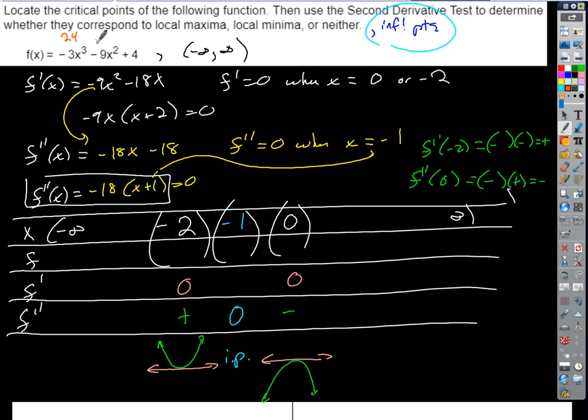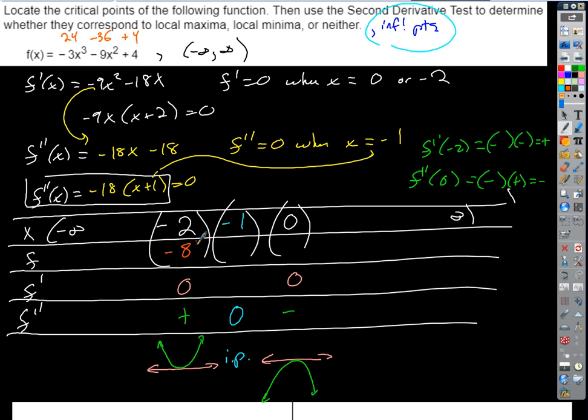So what is that? 4 times negative 9? Negative 36, and then plus 4, so what do we get? Negative 36 plus 28, so negative 8. Right? So we get the ordered pair, negative 2, negative 8. That's the exact location of that maximum, right?